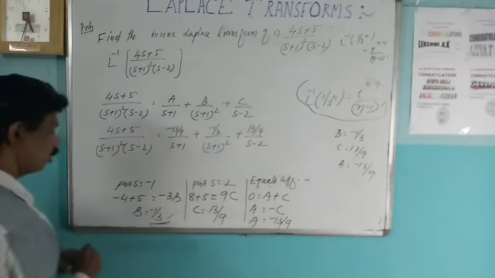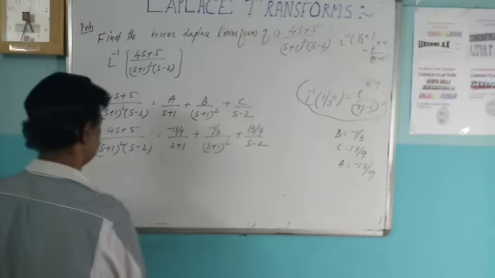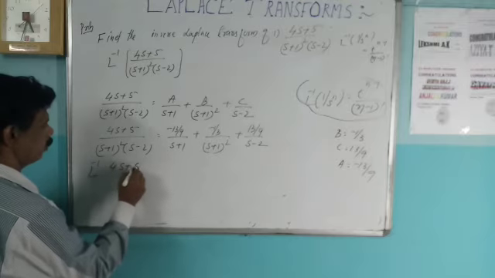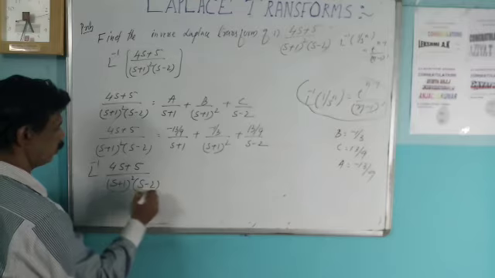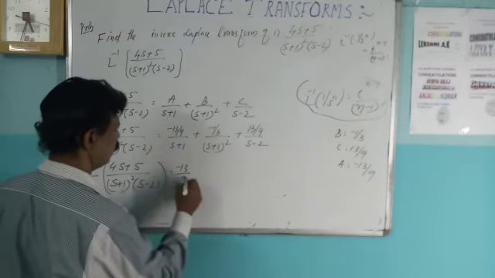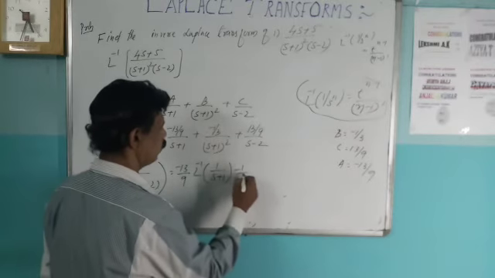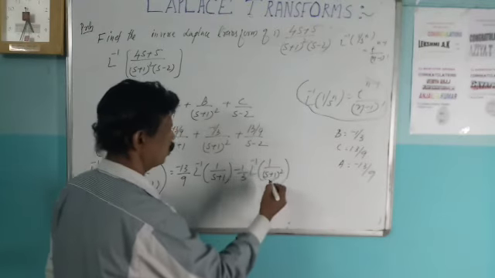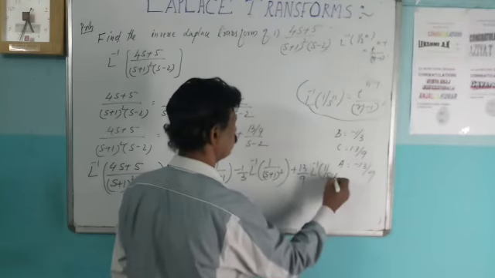Then we have to determine the inverse Laplace transform of the given function. That is, Laplace inverse of (4s + 5) divided by (s + 1)^2 (s - 2) equal to minus 13 by 9 into Laplace inverse of 1 by (s + 1), minus 1 by 3 into Laplace inverse of 1 by (s + 1)^2, plus 13 by 9 into Laplace inverse of 1 by (s - 2).